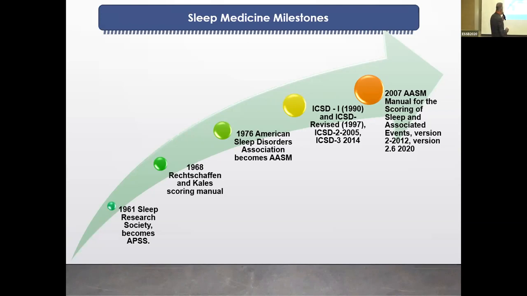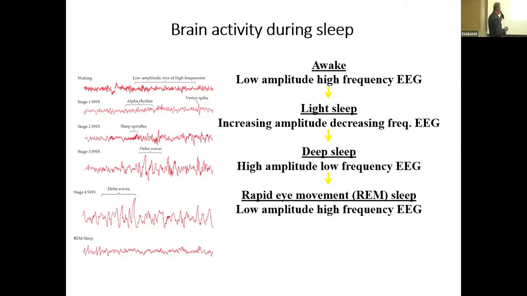After that, in 1967, the American Sleep Disorder Association became the American Sleep Medicine. And this is the most important: everyone working in sleep must know the International Classification of Sleep Disorders, described in 1990. After 7 years, it was edited in 1997. The second International Classification of Sleep Disorders was in 2005. The third international, this is the last international, was in 2014. After that, the first American Manual of Sleep Medicine was described in 2007 and ended by 2.6. We have edited versions 2.5 and 2.6 in July 2020.